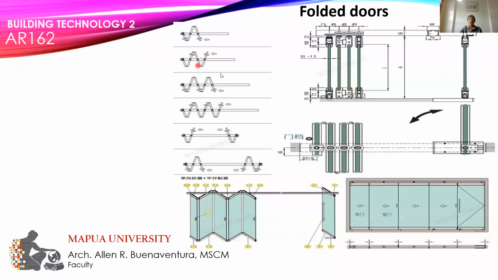So this is a detail of a folded door. There is a track at the top of the folded door. This track will make the door pivot. The door will pivot and it will park on one end of the jamb.